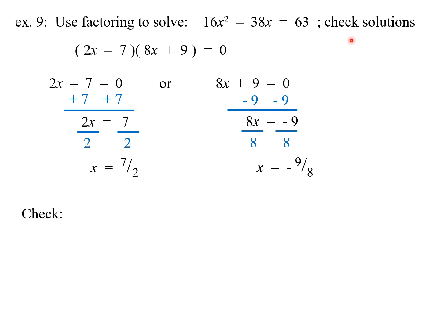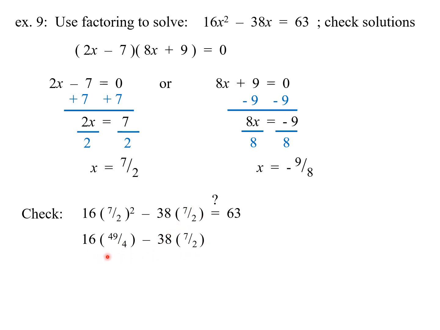Okay? So we're going to check each one for validity. All right, so the first one, I'm just going to plug in 7 halves for x in the original expression. Don't plug it into the factored one, because if you made an error getting to here, then this will work, but it won't be the answer to this. So you have to check the original problem, okay? So plug in 7 halves for x. Okay. Now, 7 halves squared is 49 over 4. All right.